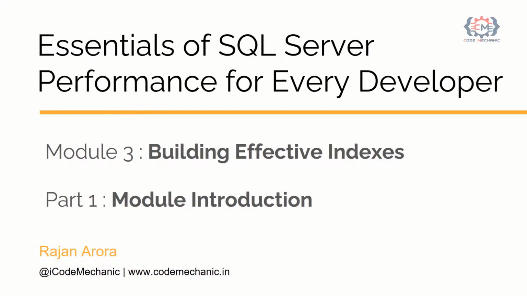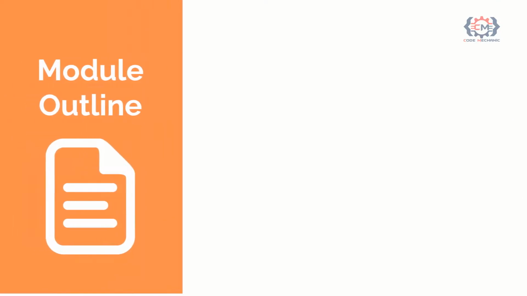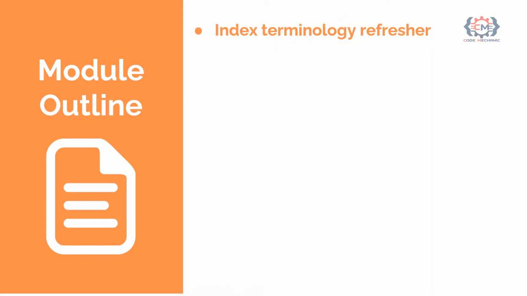Probably the most important step you can take to make sure the SQL in your application performs well is to create effective indexes on the tables in your database. And that is exactly what we are going to cover in this module. We are going to start off with a revision on index terminology just to make sure that some definitions are fresh in your mind as we go through this module.